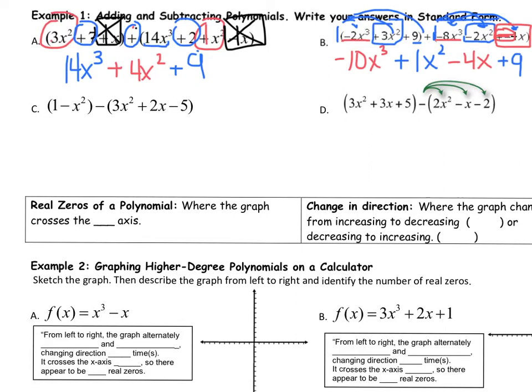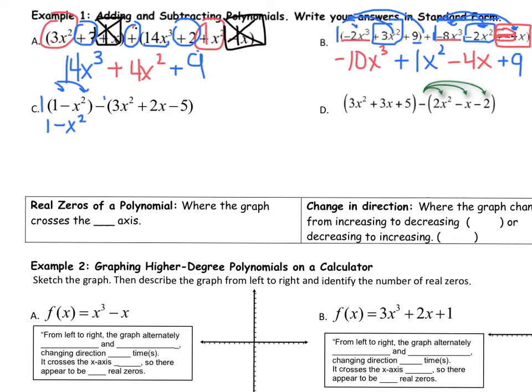Now we'll do the subtraction problems. If I were to look in front of the first set of parentheses, there's a positive 1. So if we were to distribute it, it wouldn't change anything inside. We'll still have 1 minus x to the second.